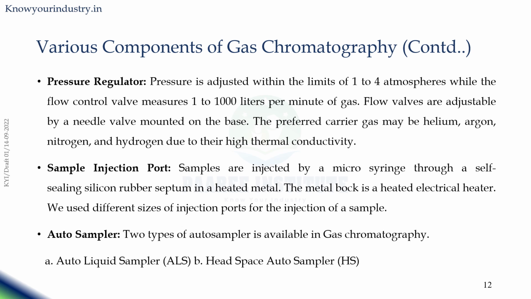The first one is the pressure regulator, which is used to adjust the pressure within the limits of 1 to 4 atmospheres, while the flow control valve measures 1 to 1000 liters per minute of the gas. So the pressure regulator and the flow controller are the most important parts to control the gas pressure as well as the flow.